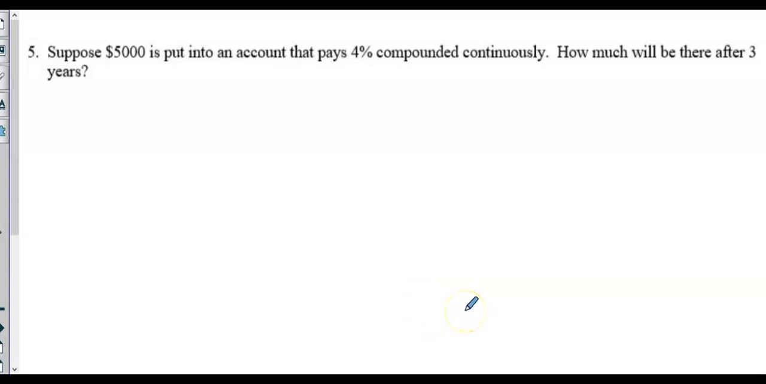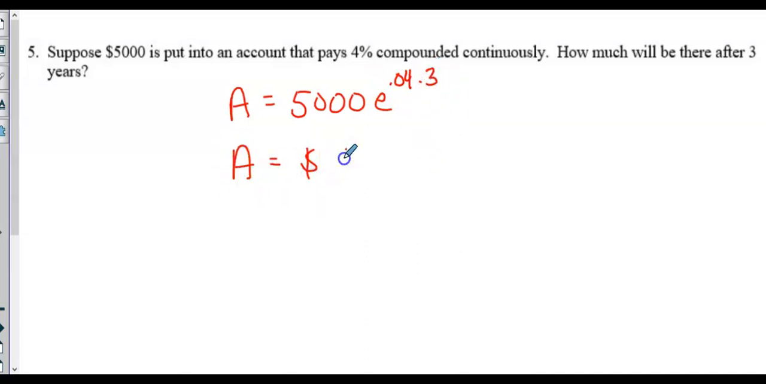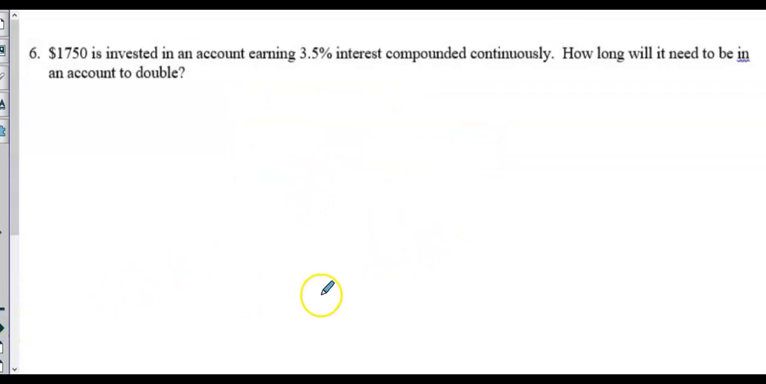Again, this is an easy one. You just enter your numbers. A is the missing 5,000, and this is times E to the 0.04 times, and it's 3 years. And when you enter that in your calculator, that's a decimal. Okay, that's what you get. All right, next one, number 6.